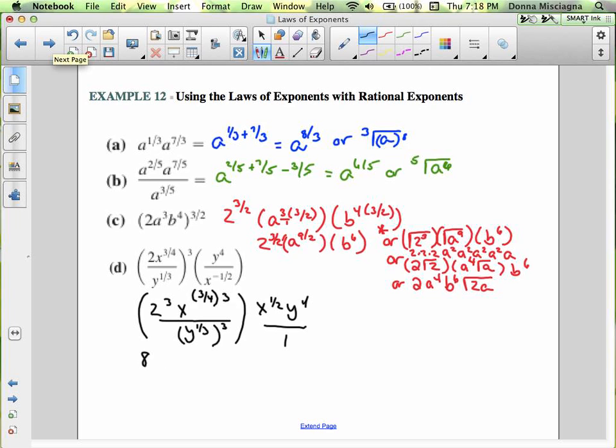x to the 3/4 times 3 is going to be 9/4, so that's x to the 9/4 power. And like I said, 1/3 times 3 is just 1. So we have y times x to the 1/2 y to the 4th.